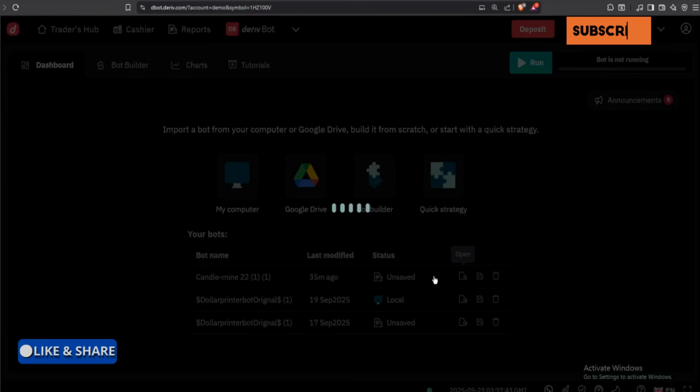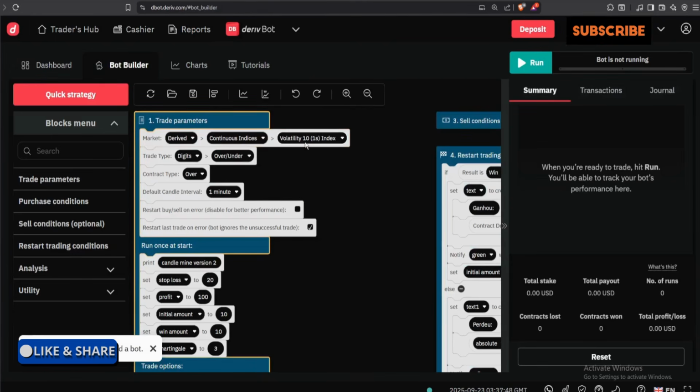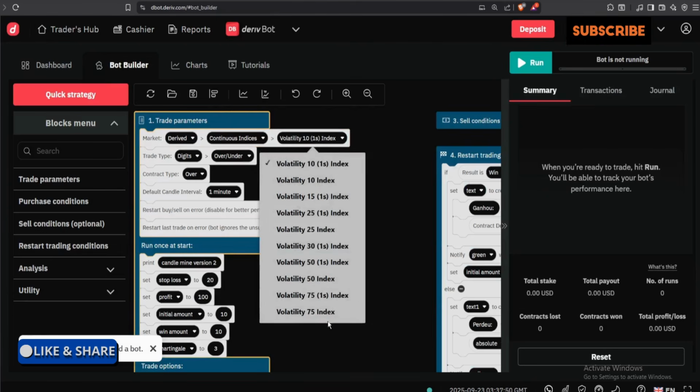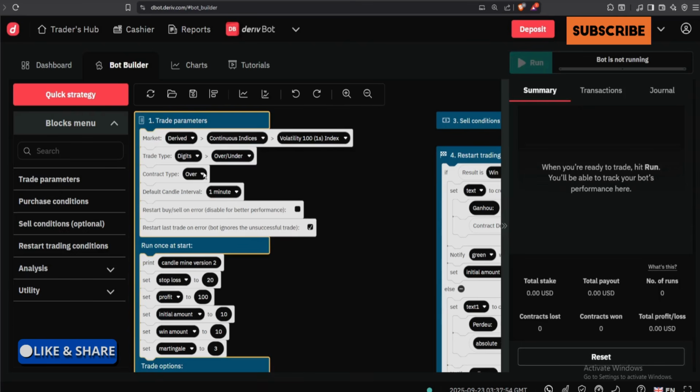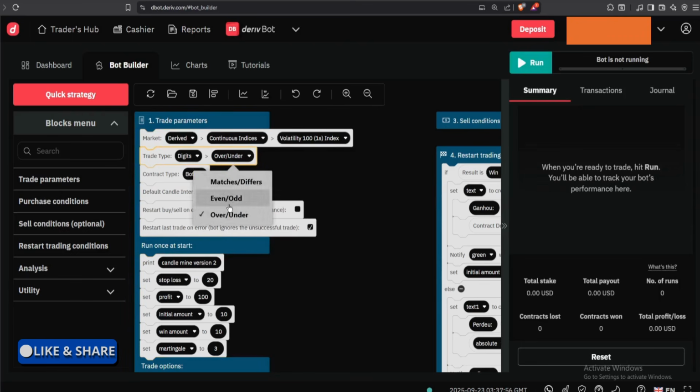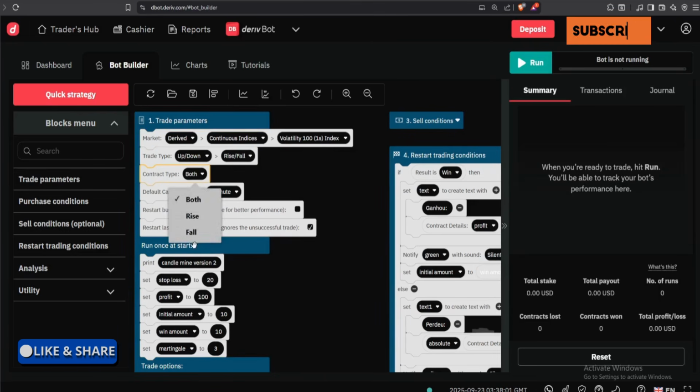I'll come here and use Candlemine version 2. Once I use Candlemine version 2, I'll select volatility 101S because that is the one that I've analyzed. And then I put the trade type as rise and fall. So I'll put up and down, rise and fall, and then I put fall.